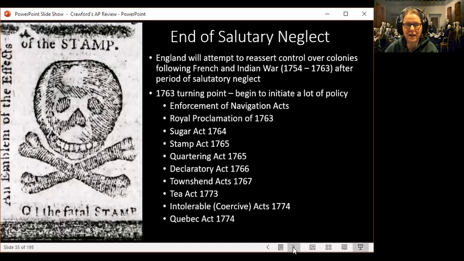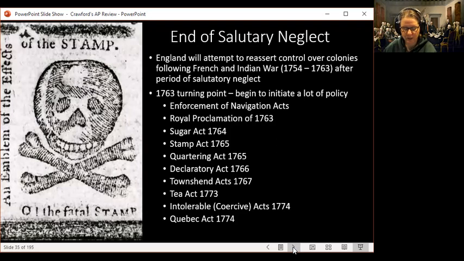So we do see the end of salutary neglect. The British are really too involved with foreign issues and problems of their own up until the end of the French and Indian War in order to deal with the United States. But we see the year 1763 as that turning point year. It's a turning point year in the relationship between the colonies and England.